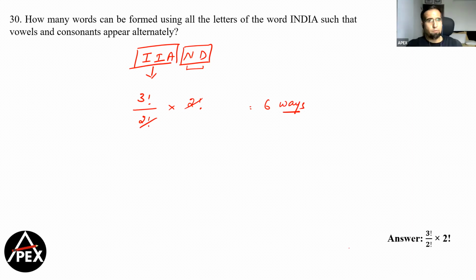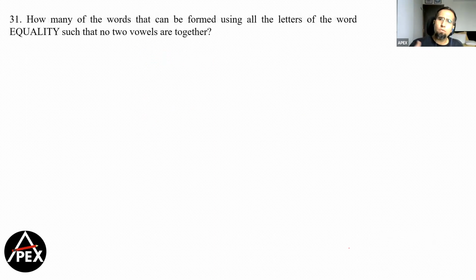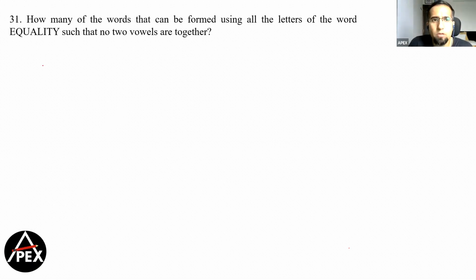Clear, guys? Now we're moving to the next model, called no two vowels are together. Can you take a minute and solve this, please? So what do I mean by no two vowels are together? Whenever I say no two vowels are together, the condition is on vowels. The condition is not on consonants. So my question to all of you is, can two consonants be together?